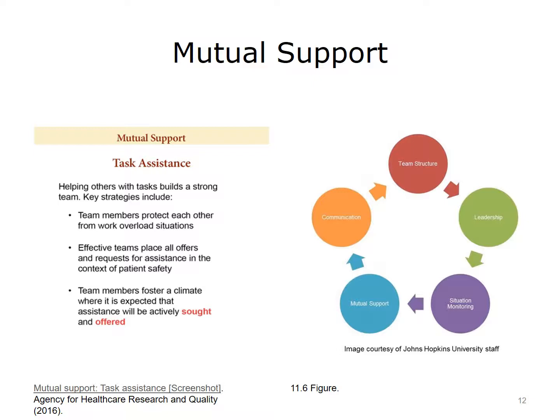A team is only as good as its weakest link, and for the team to reach high performance, all members must help one another out. Does this always happen? No. But when a team member is flailing or failing, it is the responsibility of each and every team member to support one another. The form of mutual support, seen on the slide, is in relation to task assistance and again is focused in a patient care environment.